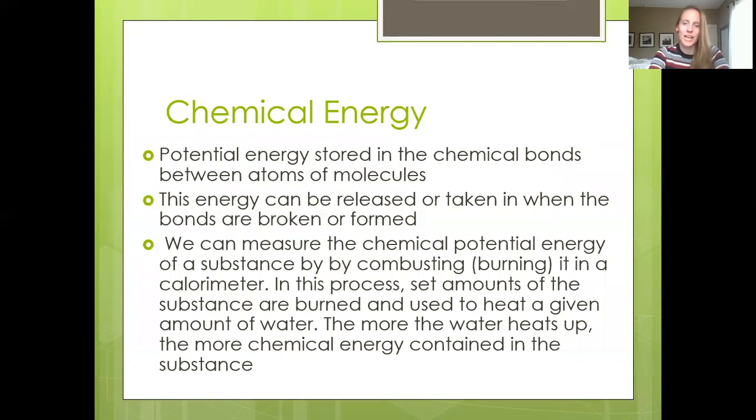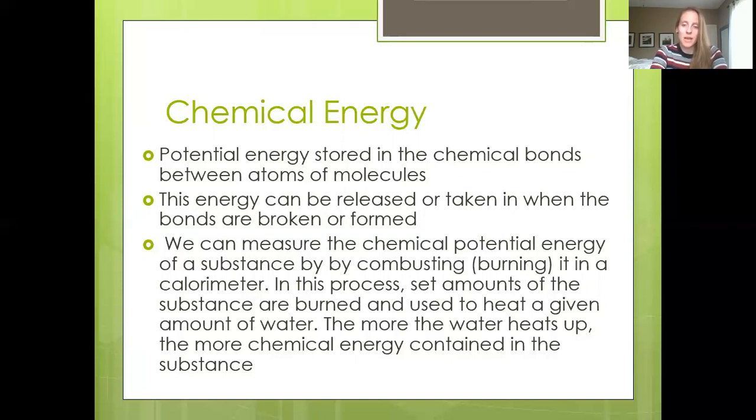So chemical energy is the potential energy stored in the chemical bonds between the atoms of a molecule. We kind of touched on this a little bit when we were doing our lesson on the leaf in the last unit, one of those plant lessons, where we talked about the fact that when glucose is made during photosynthesis, the energy is stored in the bonds of that glucose molecule. And energy can be released or taken in whenever bonds are either broken or formed.